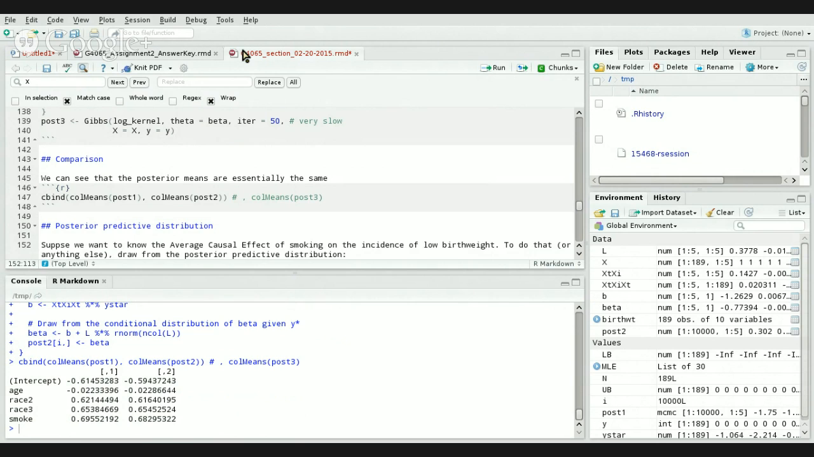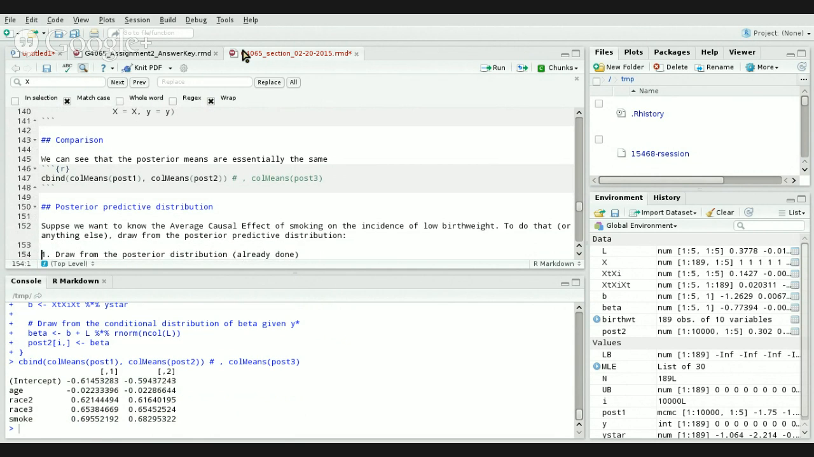So the last thing we want to do today is, again, go back to this idea of a posterior predictive distribution, which is very important because that's where a lot of the inference happens.